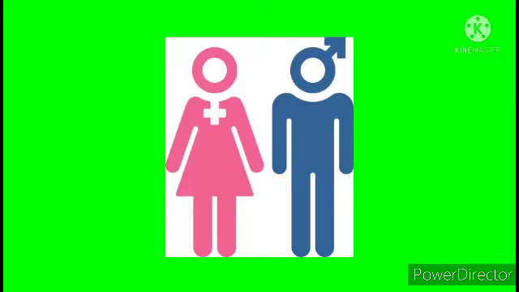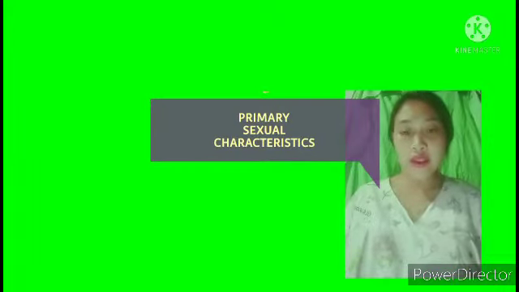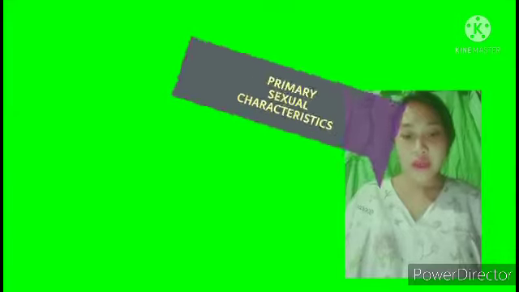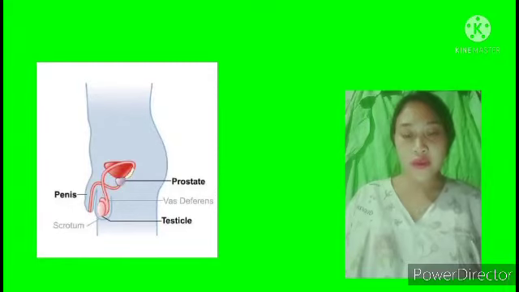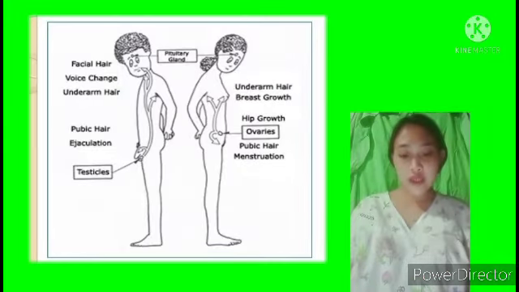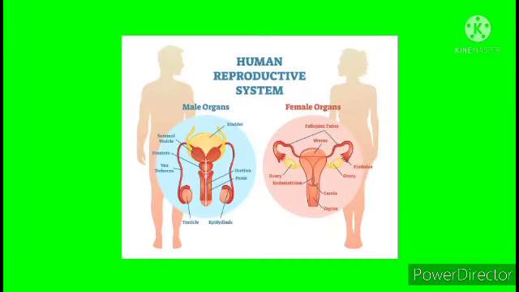Mature females and males also differ in primary and secondary characteristics. Primary sexual characteristics refer to the sexual and reproductive organs themselves: the vagina, ovaries, and uterus in females and the penis, testes, and scrotum in males. Secondary sexual characteristics are more superficial physical features that appear at puberty.